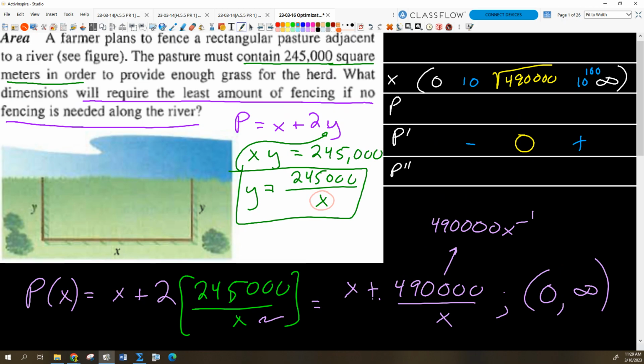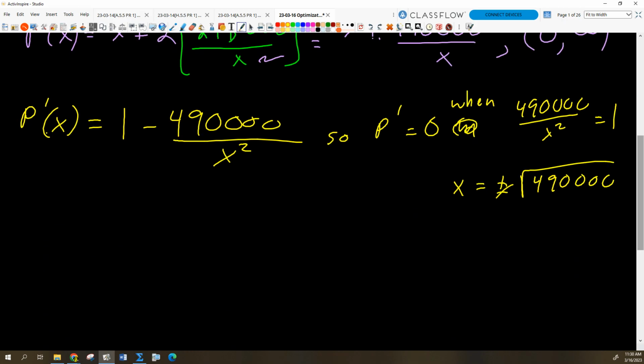Okay, so by the first derivative test then, what's going on with that guy? It goes from decreasing to increasing, so it's a minimum. Everybody see that? Or if I'd wanted to, I could have just as easily gone over here and differentiated this again. That's probably what I would have done.